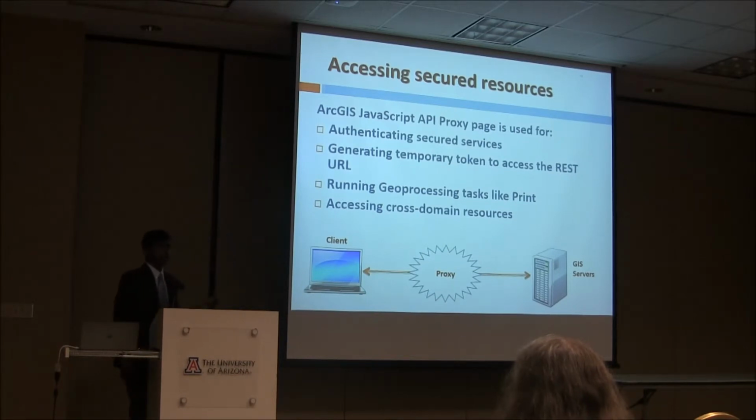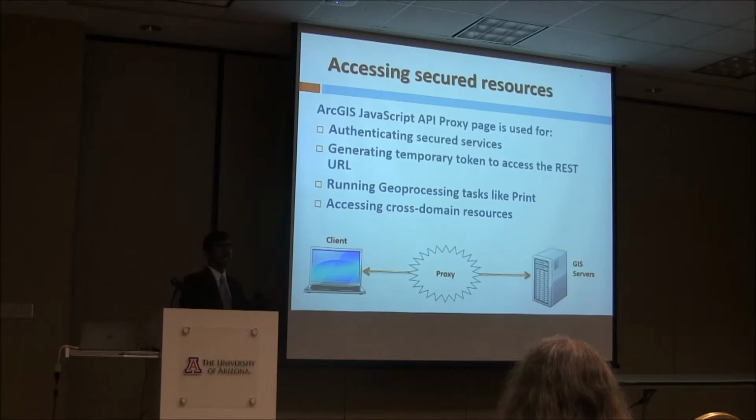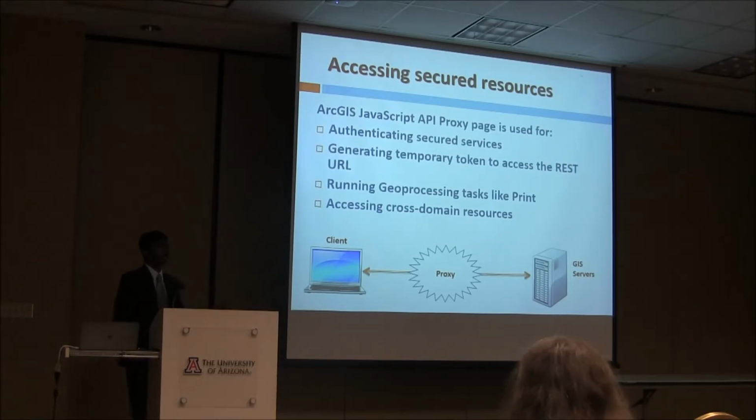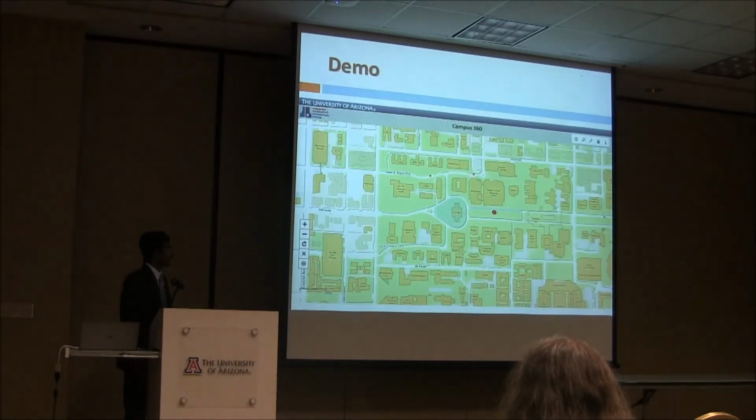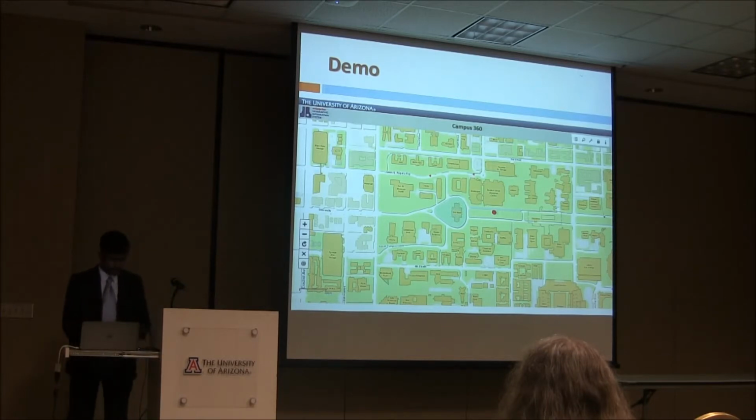And the proxy is mainly used for accessing, and one more advantage of this application is you can log in using your NetID and password, so you don't need any kind of registration mechanism to log in. So it's all NetID and password based. Once you log in, the proxy generates an automatic token for you, validates your credentials, and gives access to your secured services. And this proxy is also used for all your geoprocessing services like printing, because it tries to access a cross-domain resource. And let me do a quick demo of the application.